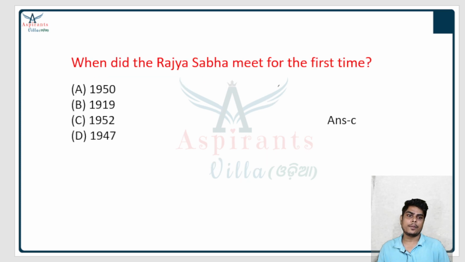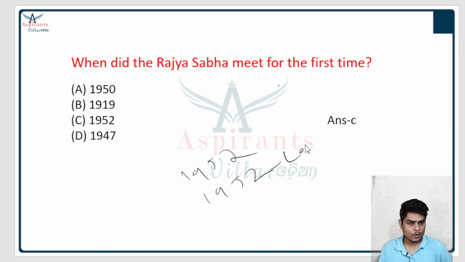When did the Rajya Sabha meet for the first time? The right answer is C, 1952. The Lok Sabha also met for the first time in 1952, on 17 April. Both Rajya Sabha and Lok Sabha met in the same year.